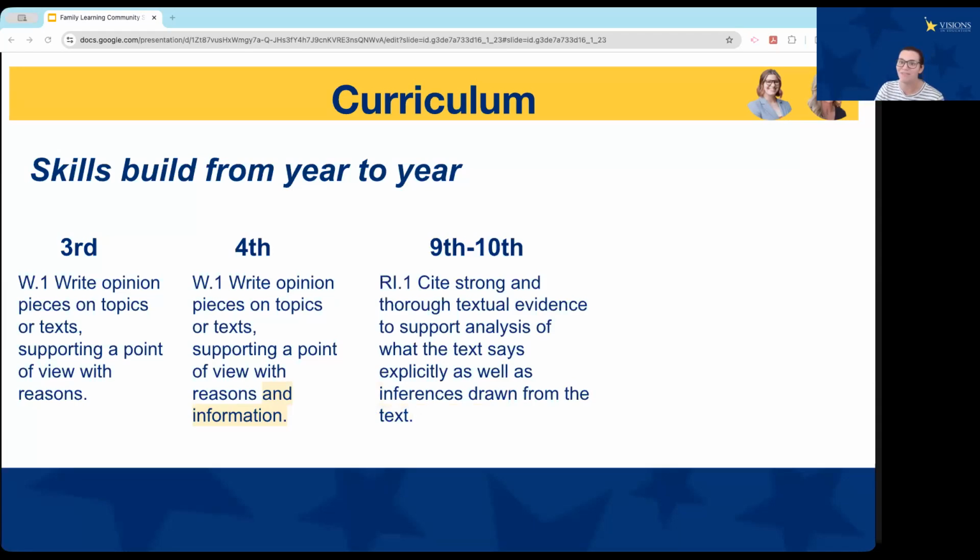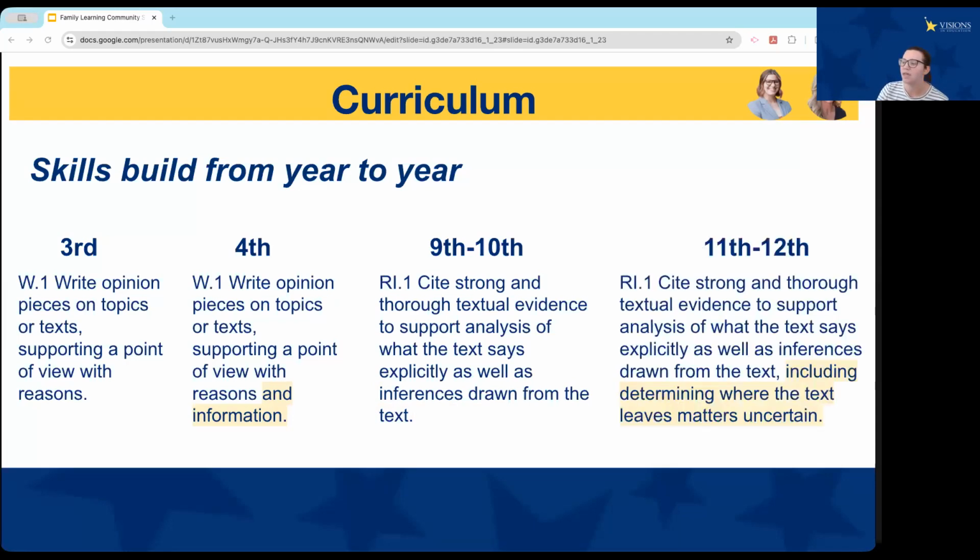Here's an example of an informational reading standard for 9th and 10th grade. Students are expected to cite strong textual evidence to support their analysis of what the text explicitly says, and they need to draw inferences from the text. In 11th and 12th grade, they're using this same skill, but they need to go a little bit further. They need to include determining where the text leaves matters uncertain. This emphasizes why bridging gaps is important because we'll see these skills continue to deepen in complexity year over year.